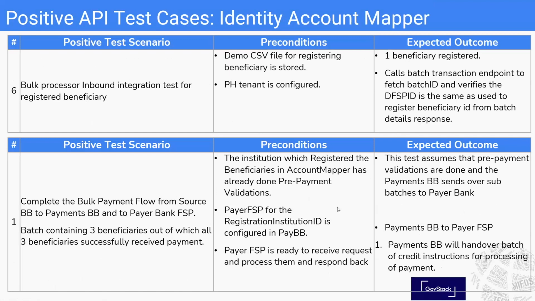We have these test plans in place already. You could test it. So some of the preconditions are what I want to talk about before you could actually carry out these test plans. It is important that a demo CSV file for registering beneficiaries is stored somewhere. You already have it, and you have the payment hub tenants configured. Again, as we said, once the system is set up, it's very important that the correct configurations are made and correct data is there to perform the operations correctly.